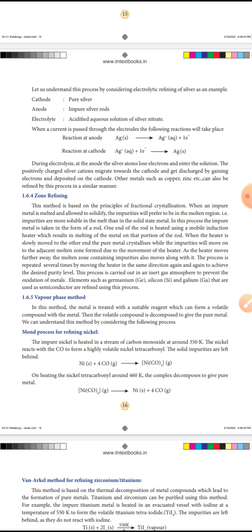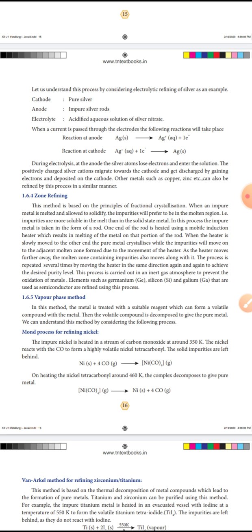The next method is the vapor phase method. In the vapor phase method, the metal is treated with a suitable reagent which can form a volatile compound with the metal. The volatile compound is then decomposed to give the pure metal. The first process is the Mond process for refining nickel. Nickel is purified by the Mond process.